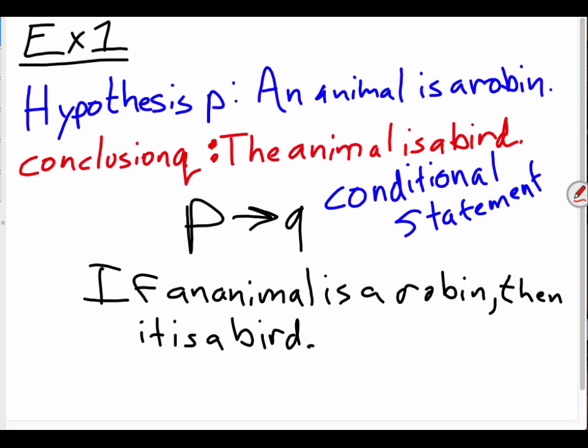So if I say if an animal is a robin, then it is a bird. Well, what if it's a chicken? Do I know it's a bird? Not based on this statement. Well, what if it's a tiger? Is it a bird? Not based on this. The only thing that I can imply is that if it is a robin, then it is a bird. Based on this structure, the way that I've set it up. Does that make sense? All right, so let's move on to example number 2.